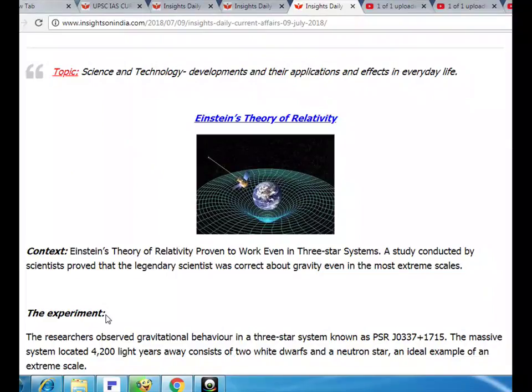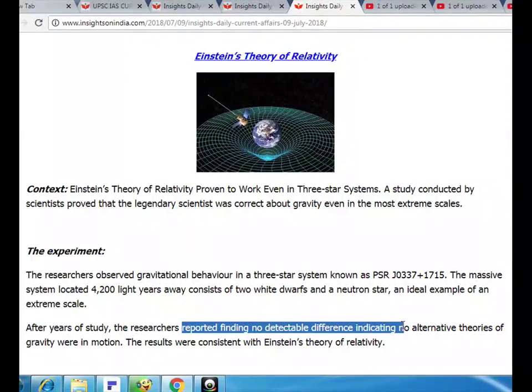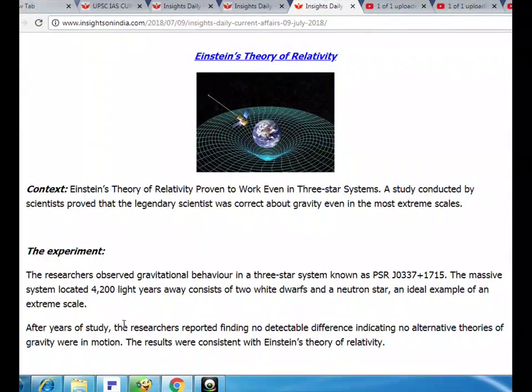The experiment. The researchers observed gravitational behavior in a three-star system known as PSR J0337+1715. The massive system, located 4,200 light-years away, consists of two white dwarfs and a neutron star, an ideal example of an extreme scale. After years of study, the researchers reported finding no detectable difference, indicating no alternative theories of gravity were in play. The results were consistent with Einstein's theory of relativity.